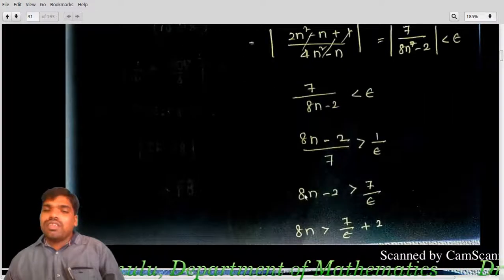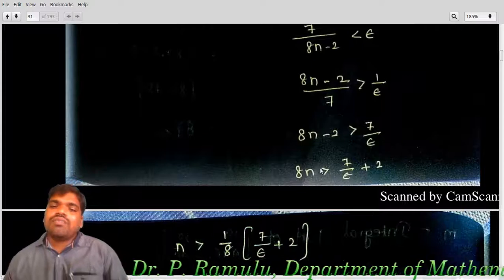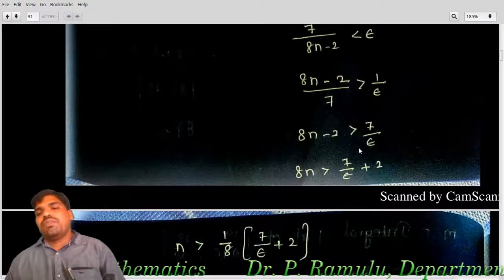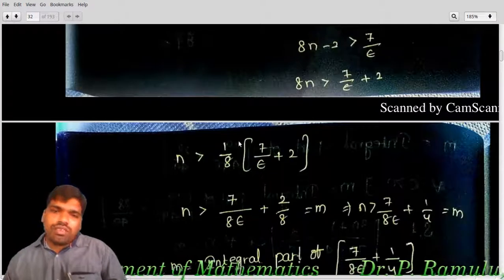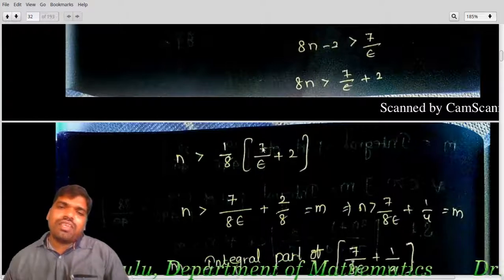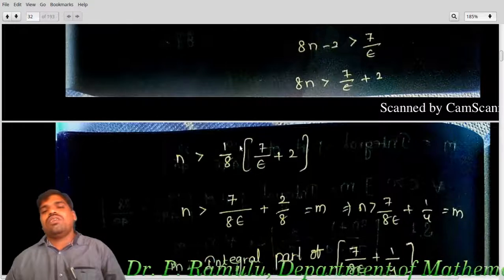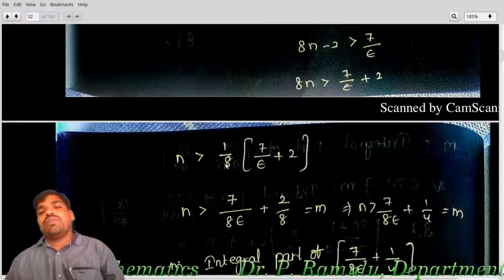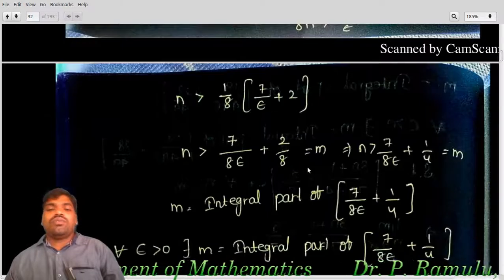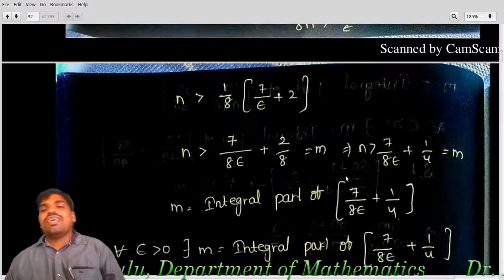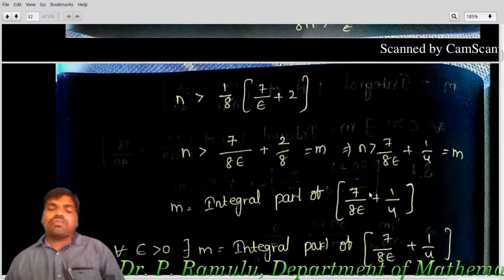From this, I simplify. I will get here 8n greater than 7 by epsilon plus 2. That means n is greater than 1 by 8 of 7 by epsilon plus 2. Right? This is my m. If I take the integral part, this is my m. So therefore, m is the integral part of 7 by 8 epsilon plus 1 by 4.